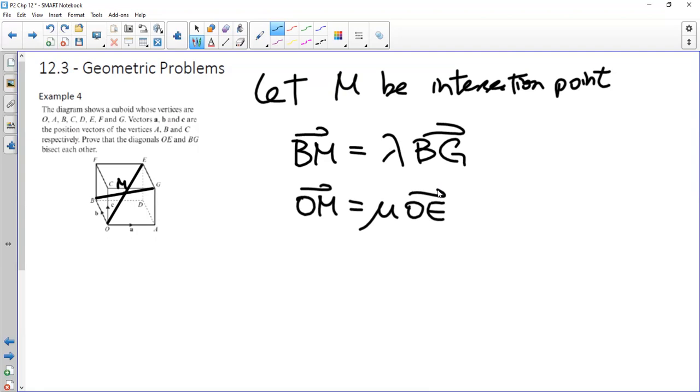Now, on a side note, I'm just changing the question here to show you the difference in the working out. If I want to show OE to BG, let's say they're not bisecting each other, the ratio is 1, 2, 3. Let's say that. How would that change?